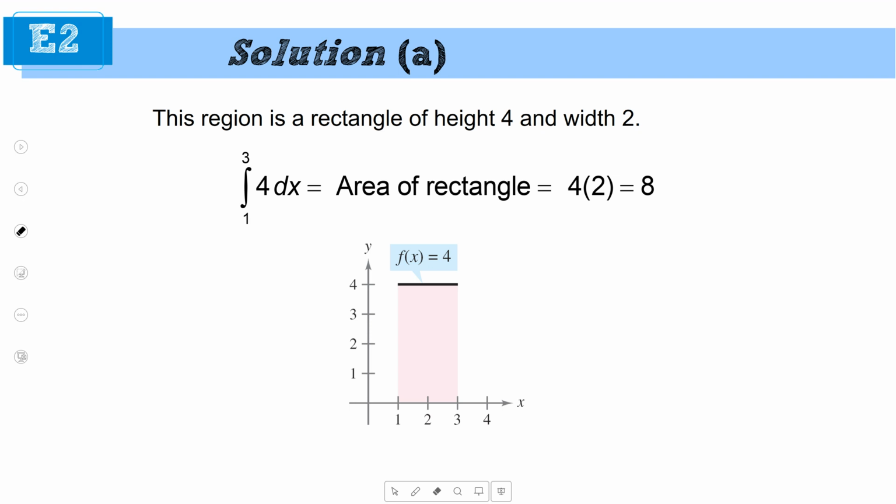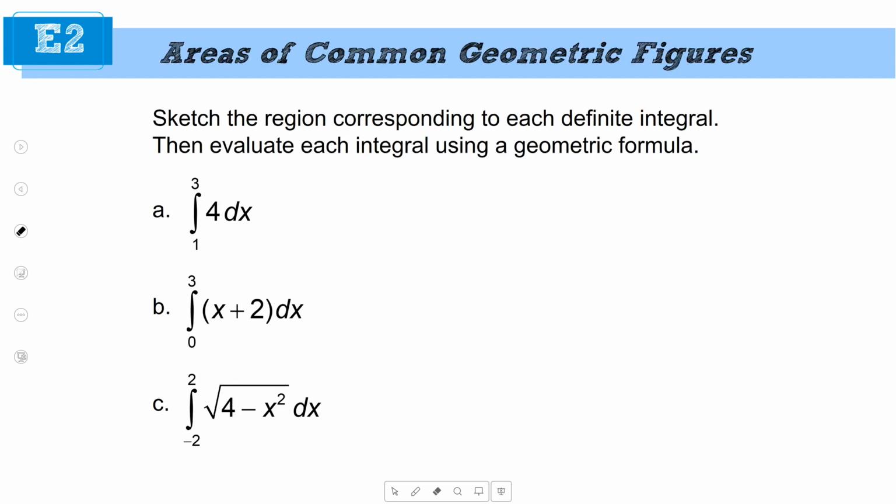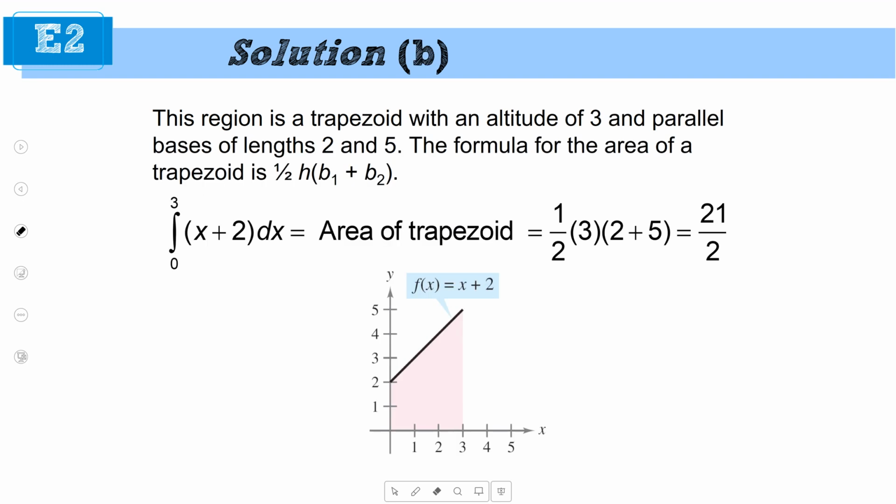Done. Second one is a line, and holy guacamole, some of you don't know how to graph a line. What's the y-intercept of that line? 2. What's the slope? 1. So should it go like this or like this? It goes like this, not like this. So when you graph it, you get that shape. What shape is that? Well, it says in big letters.